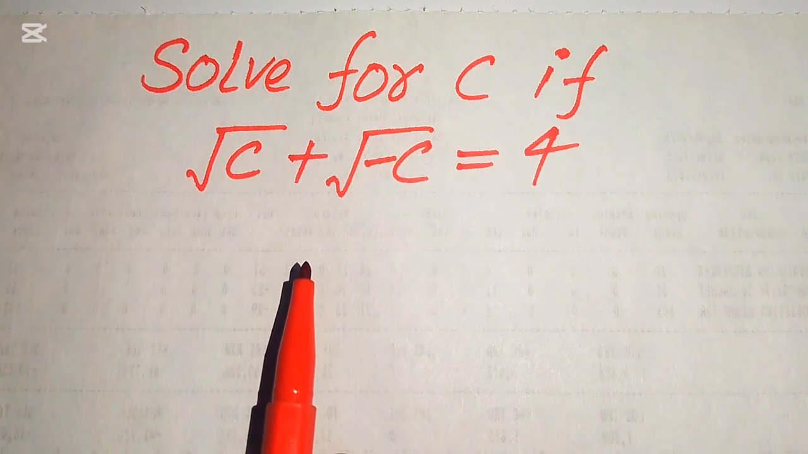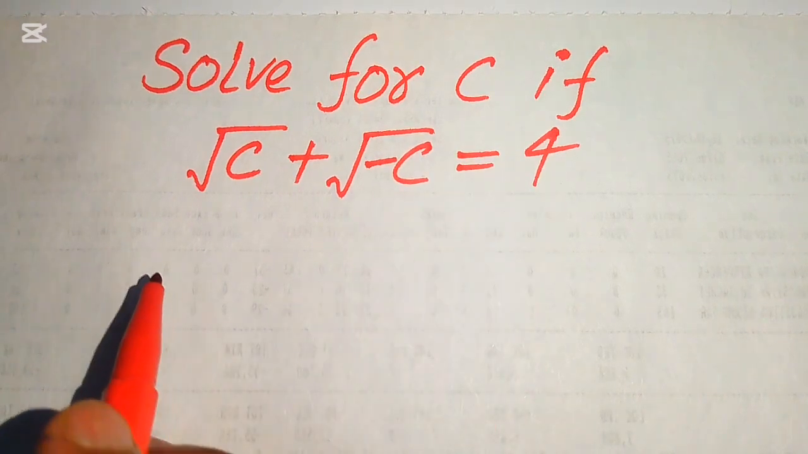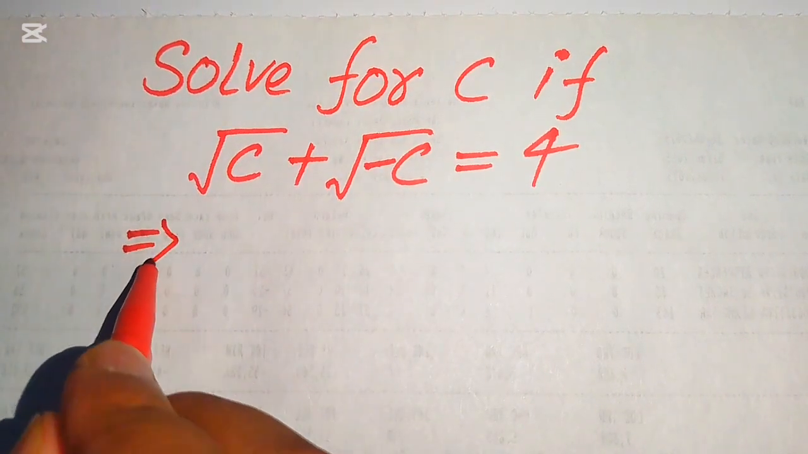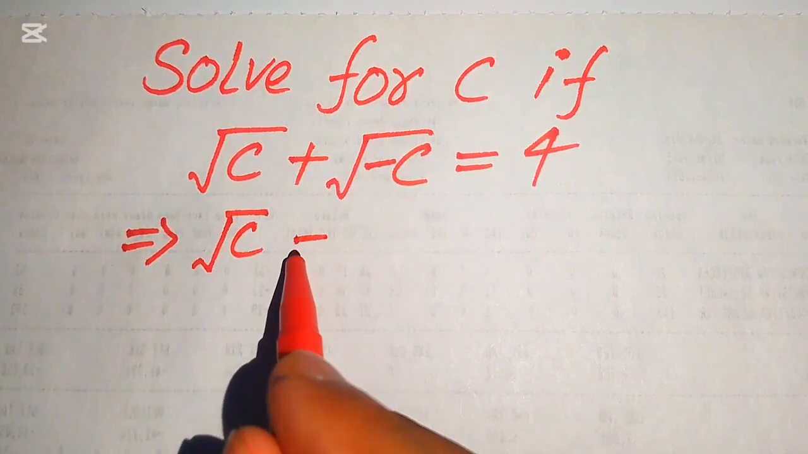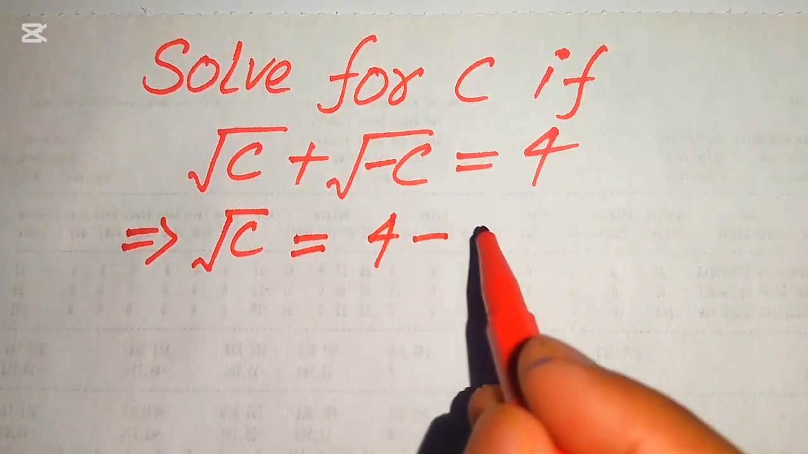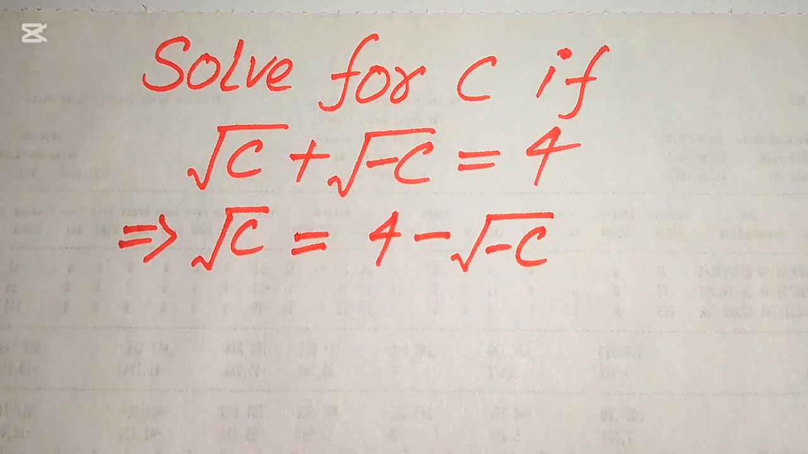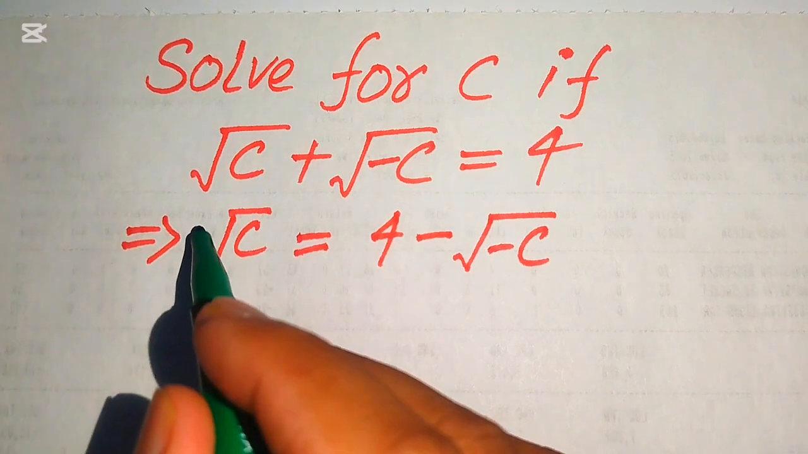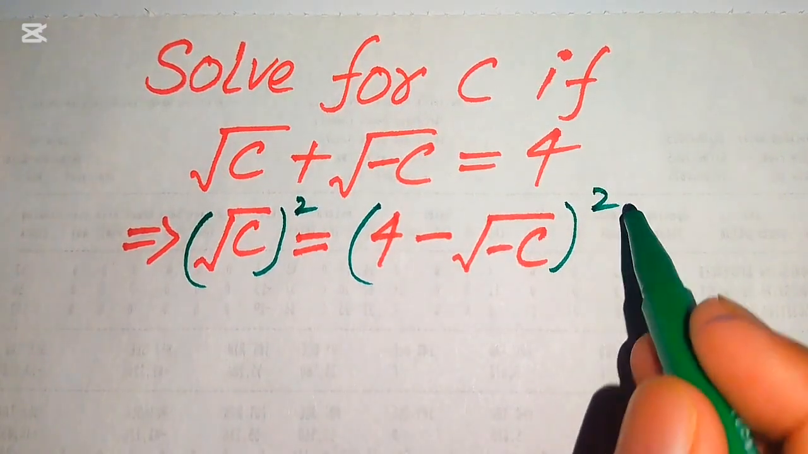For this we need to move this square root of minus c term to the right hand side, so that when we move this term to the right hand side it will be written as square root of c equals 4 minus square root of minus c. And now here we need to eliminate a square root sign. For this we need to take squaring on both of the sides, so that when you take squaring on both of the sides it will be written in this form.